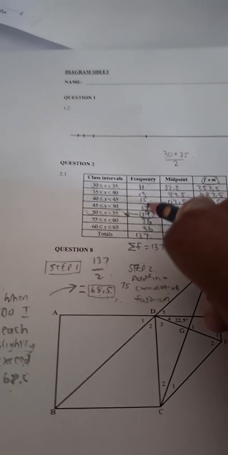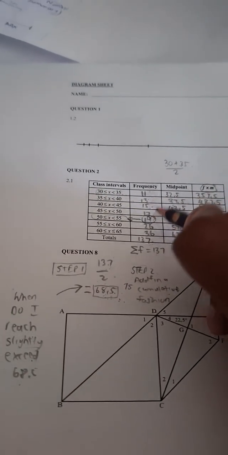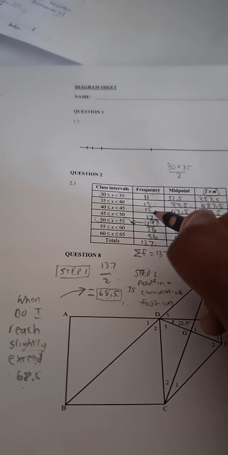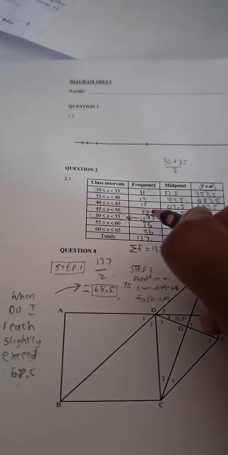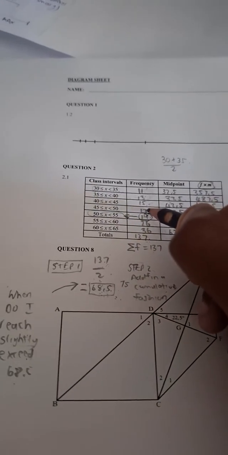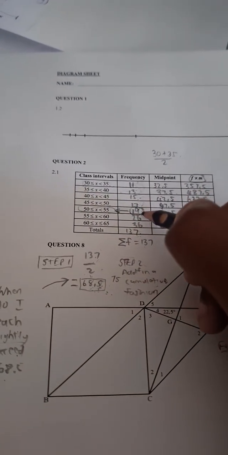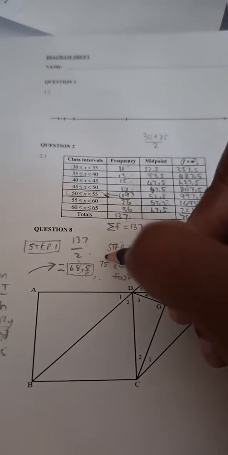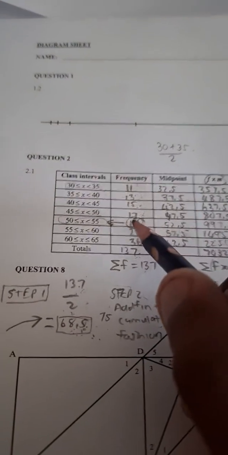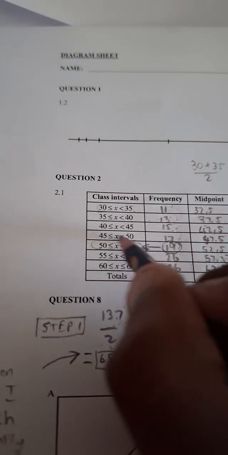It's accumulating. We're accumulating, adding value upon value. So 11 plus 13 is 24. 24 plus 15 gives 39. 39 plus 17 gives 56. We are not there yet, so we still continue. As long as we are not there, we continue. 56 plus 19, we get 75. We stop right there because that's the minute we begin to exceed slightly. We stop where we slightly exceed, and then boom. What is that interval? It's this one. So this, guys, is the interval where the median lies.